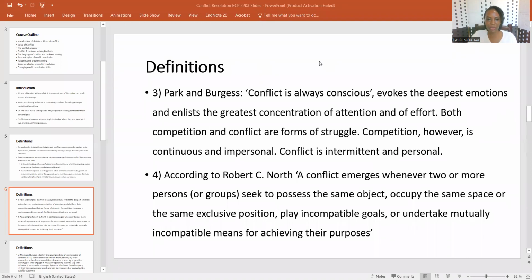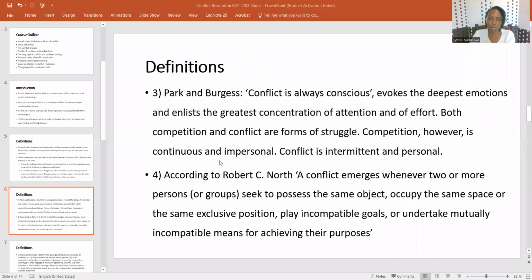So I think we are already putting holes in Park and Burgess's definition of conflict as personal, whereas competition is impersonal. Thank you, Shaima, that was a good example. And then according to Robert North, a conflict emerges whenever two or more people or groups, so it can be individuals or groups of people, are seeking to possess the same object.